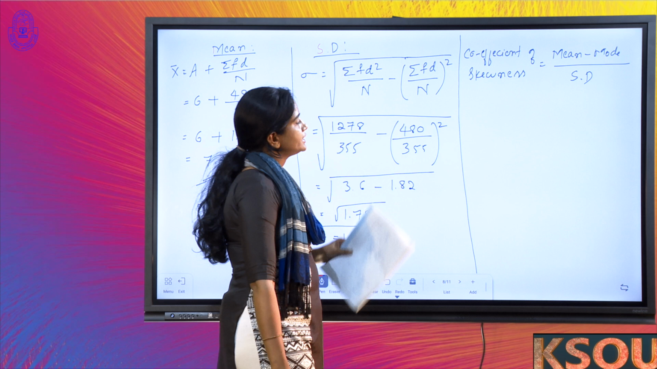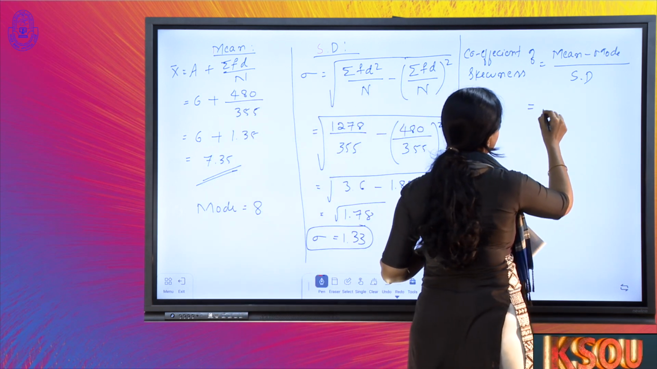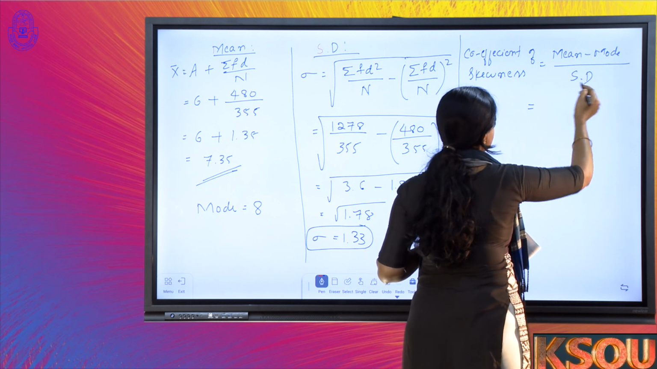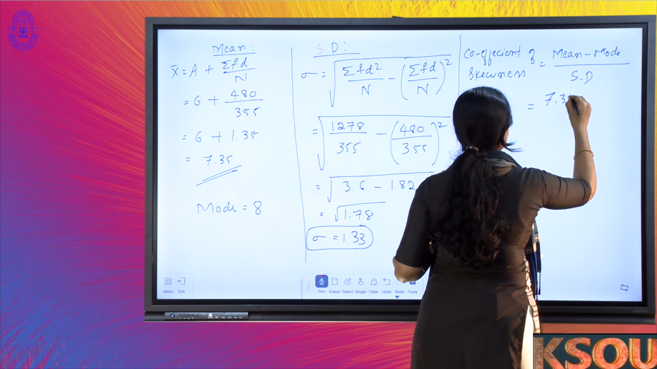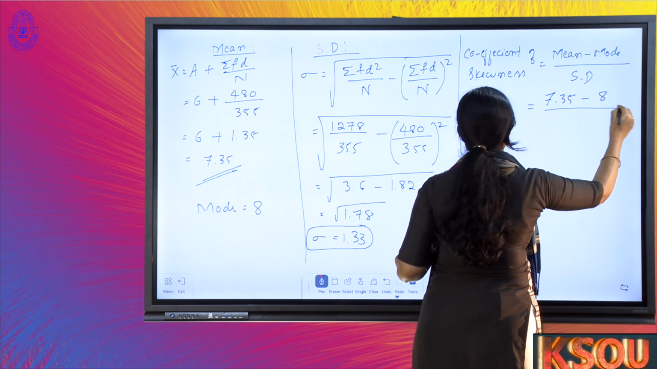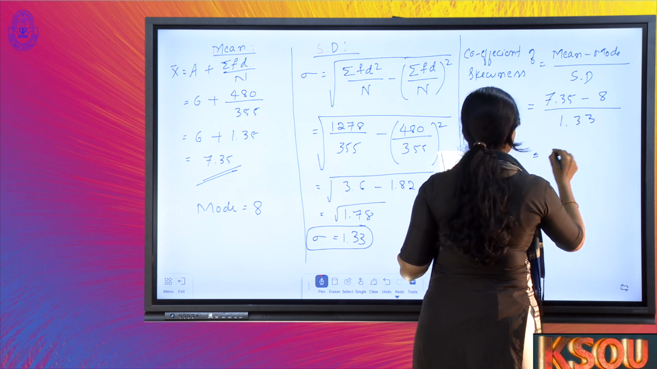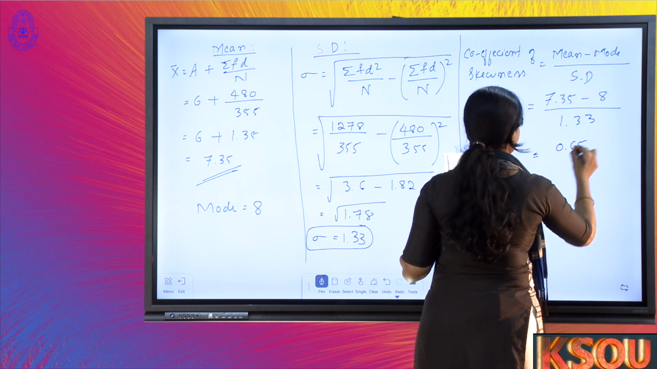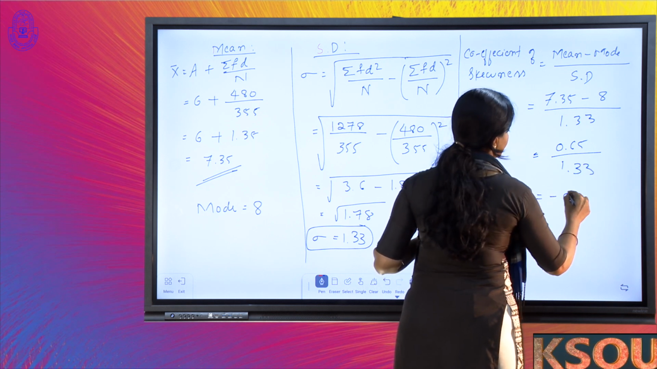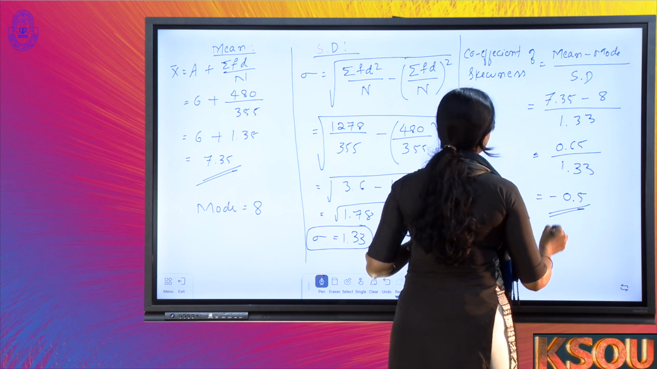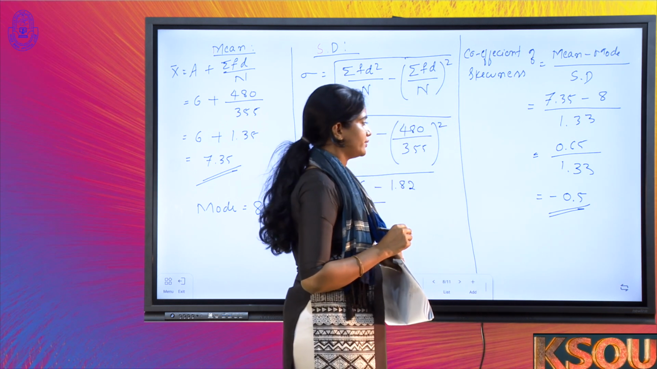Now you can calculate the coefficient of skewness. For that, the formula is mean minus mode by standard deviation. Mean value is 7.35, mode is 8, standard deviation value is 1.33. So you will get 0.65 in the numerator by 1.33. So finally you will get the value of the coefficient of skewness as minus 0.5.